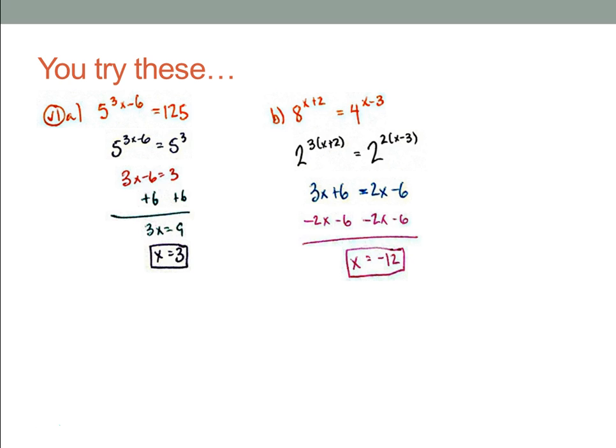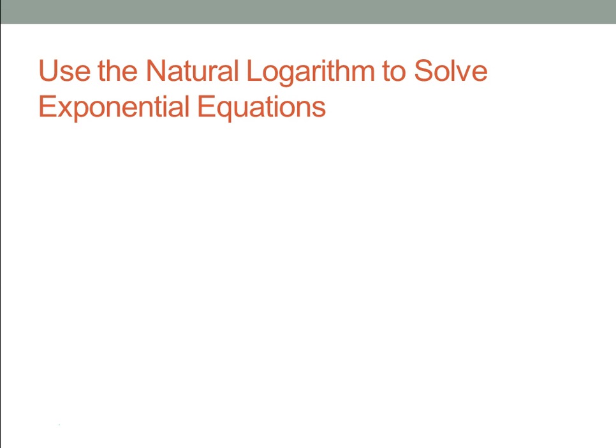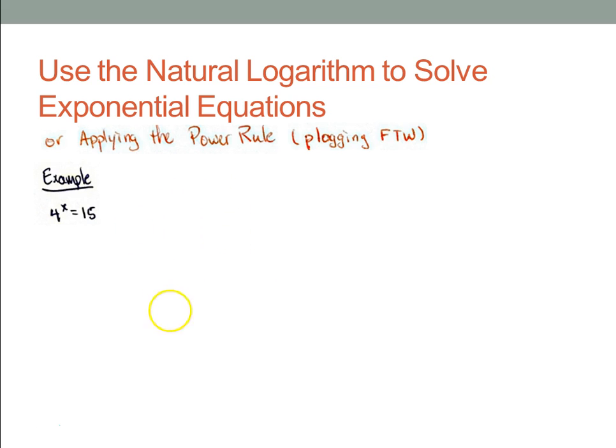Yes, okay, so this was the simple cases. But now we got to think about what about cases that we cannot rewrite the exponents. So here we see a case here, 4 to the x is equal to 15. Now, if that was 16, golden, but it's not. So here we have to apply the natural logarithm to solve exponential equations, or applying the power rule in reverse, or plugging for the win, if you've been following my other videos.